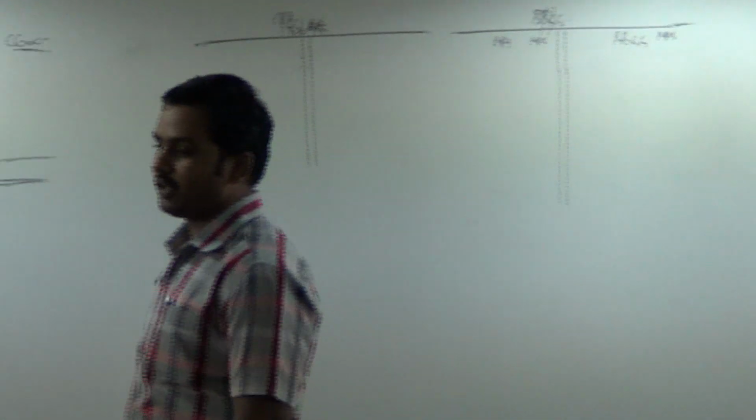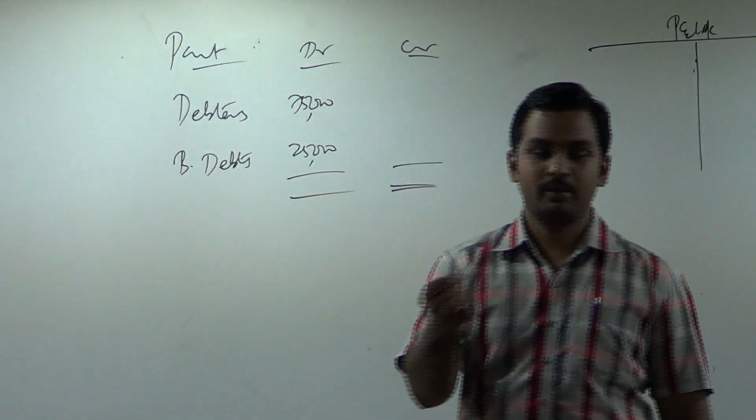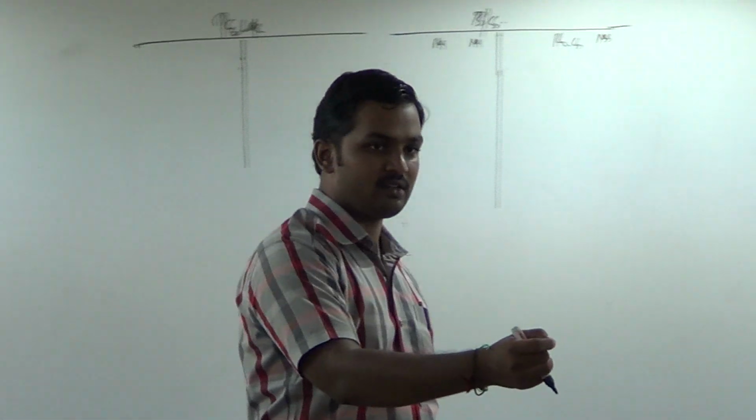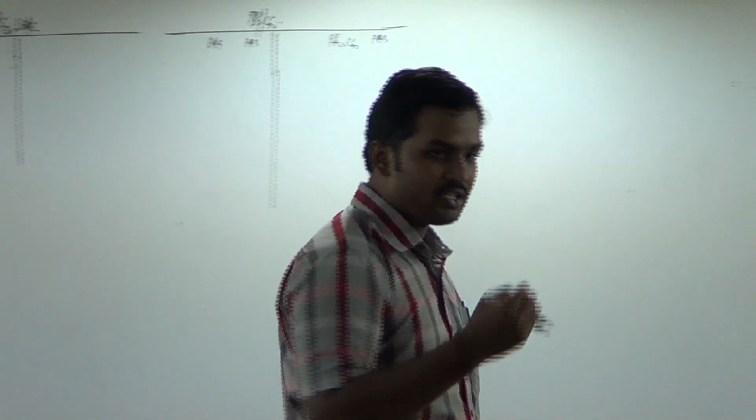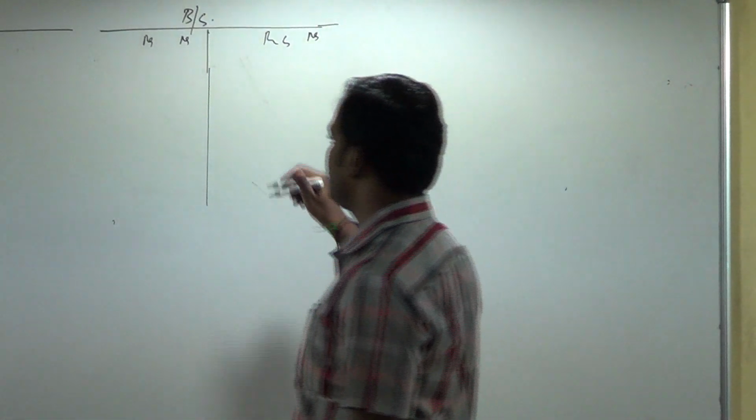What is the first item given to you in the trial balance? Debtors 75,000. Debtor, personal account, receiver, debit balance. Till the time money is received, this account cannot be closed. Balance has to be shown in the balance sheet.